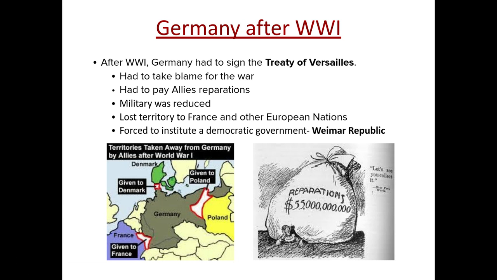And last but not least, they're forced to institute a democratic government known as the Weimar Republic. All right. So, what is the Weimar Republic all about? Well, it's a very interesting period in German history.